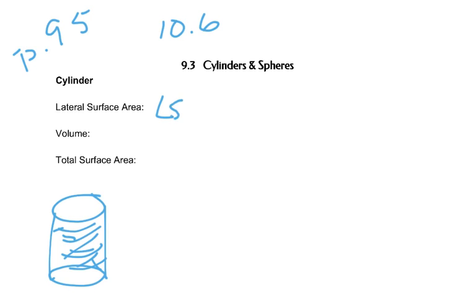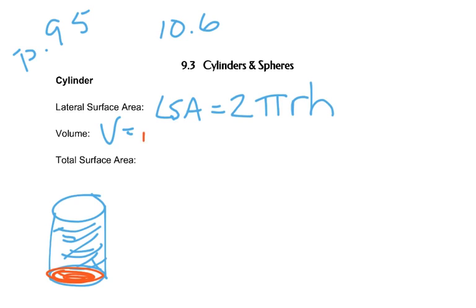And the lateral surface area formula is 2 pi r h. The volume of a cylinder, if we think about what's the shape of the base, it's pi r squared, because it's a circle. And then we take the area of the base times the height, and that gives us the volume, so pi r squared h.